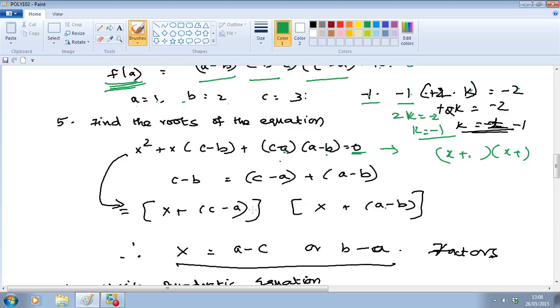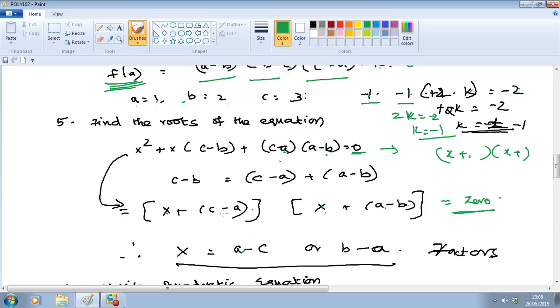x minus c by a multiplied by x plus a by b. If you consider the factors of x, it will become c by c minus b. Therefore, when x plus something multiplied by x plus something is equal to 0, this we have to remember.